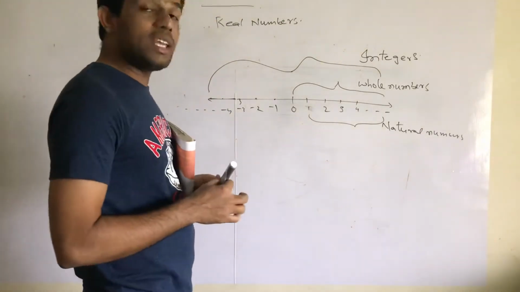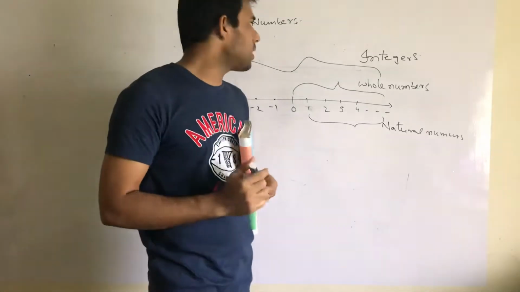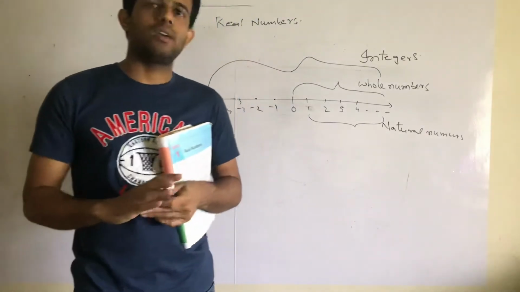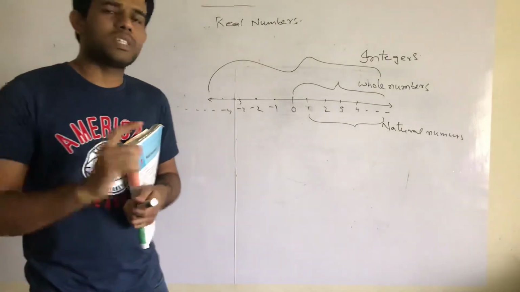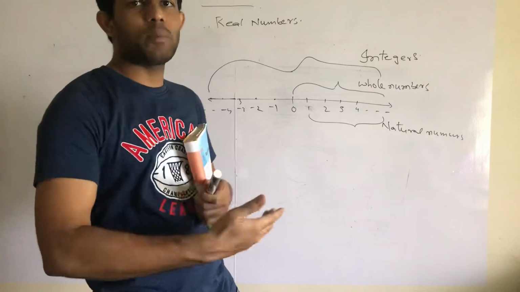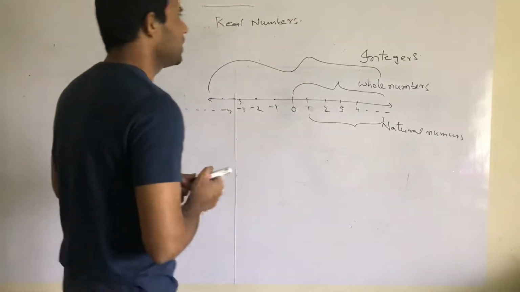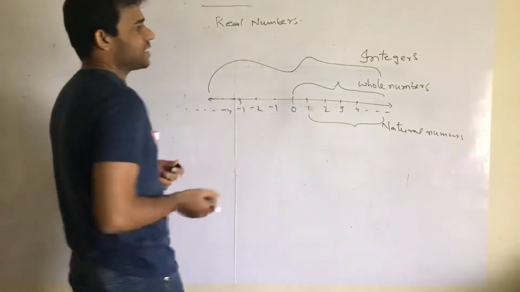Okay, so any number which doesn't have a fraction is called an integer. So it can be from -infinity, 0 to +infinity, right? So that is called integers.